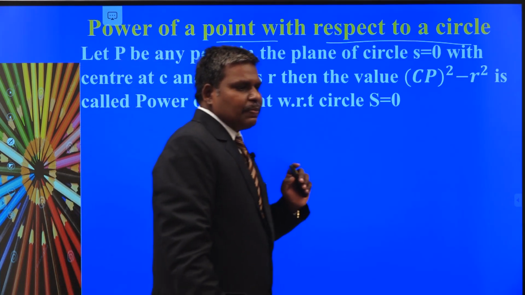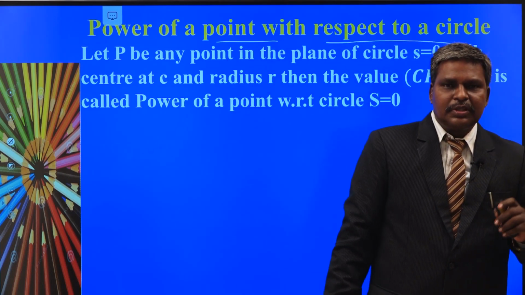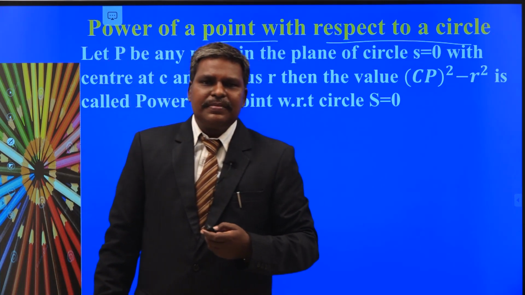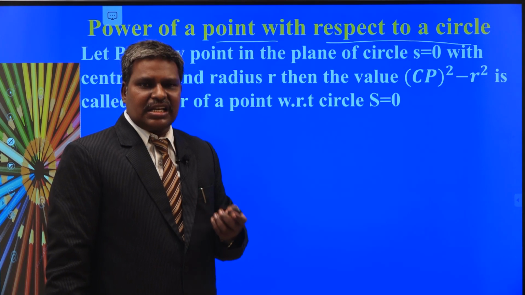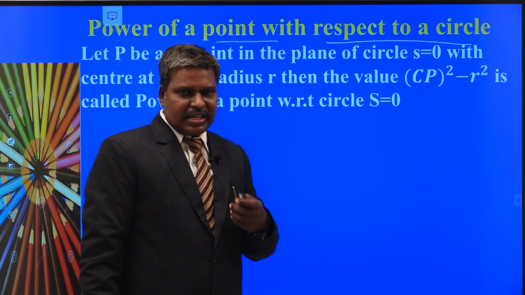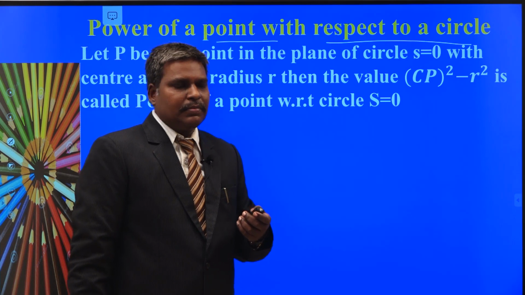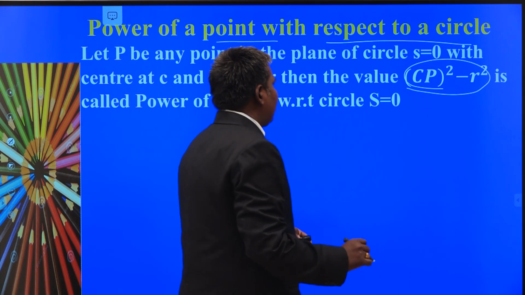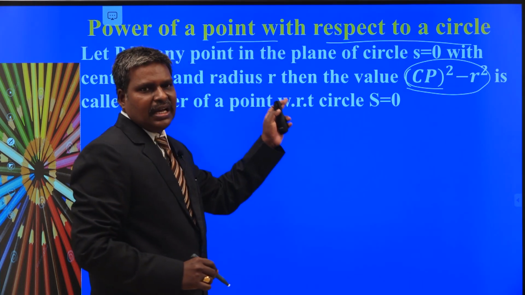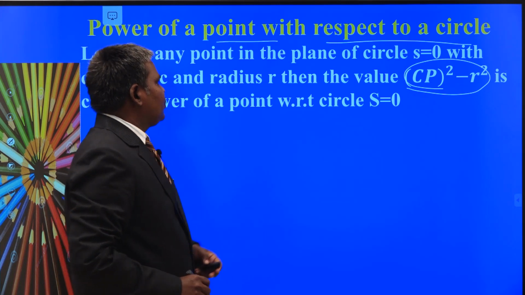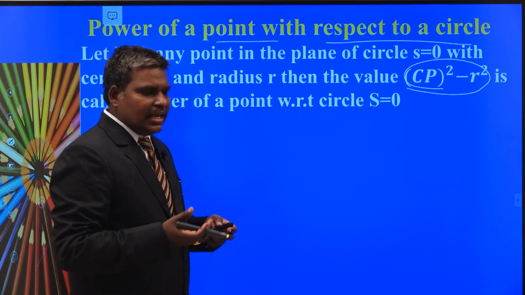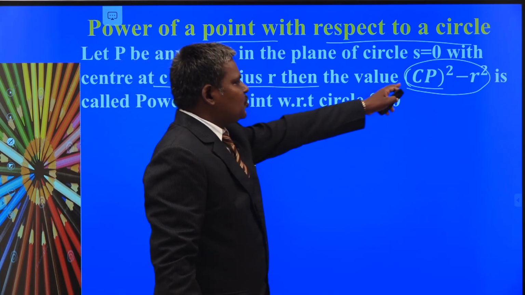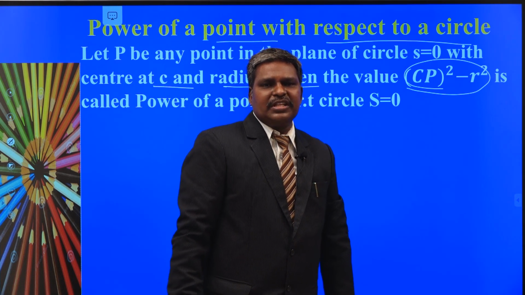Let P be any point in the plane of the circle S equals 0 with the center at C and radius R units. Then the power of P is defined as CP square minus R square. What is CP? The distance from the center to the given point P. Then CP square minus R square, this amount is called the power of the point P with respect to the circle. This is the definition of the power of P with respect to the circle.